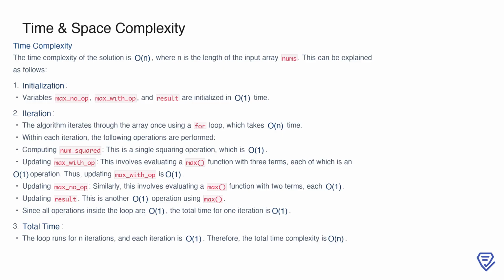Within each iteration, we perform several operations, such as squaring a number, updating variables using the max function, and calculating running totals. Each of these operations is executed in O(1) time. Since the loop runs n times and each iteration involves only O(1) work, the total time complexity sums up to O(n). This linear time complexity is a key advantage of this optimized approach.